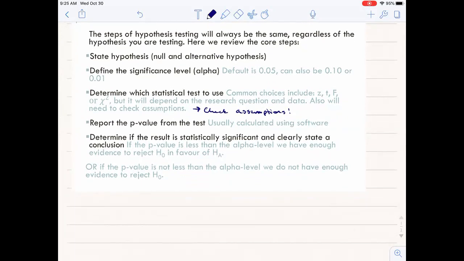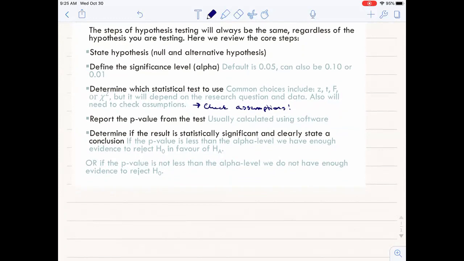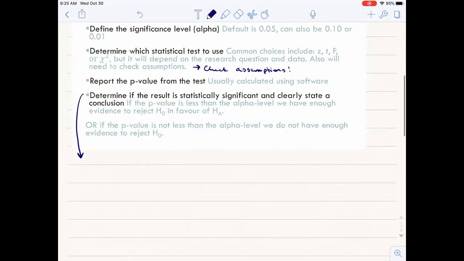And then I've got the two conclusions, but what I'll do here is I'll just clarify. Did you reject H naught, right? That's what it means to be statistically significant. Okay.